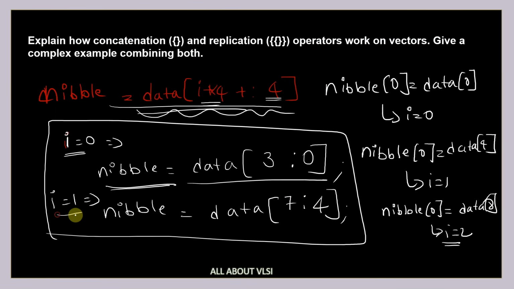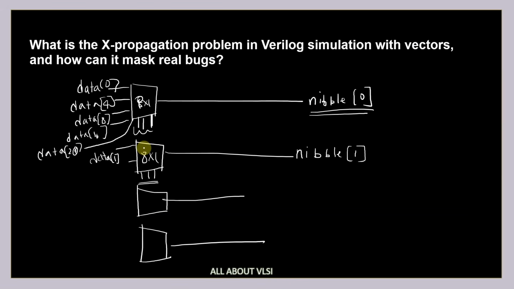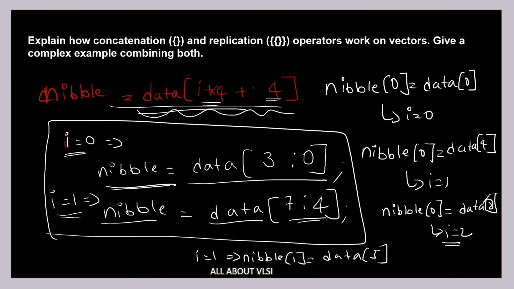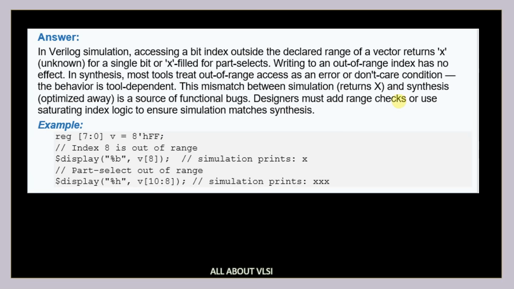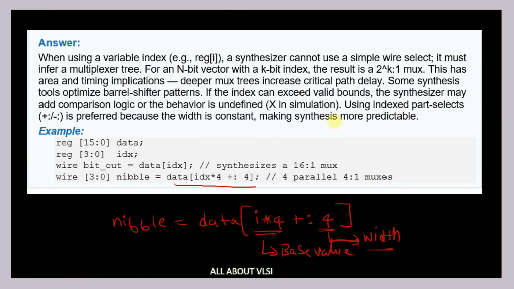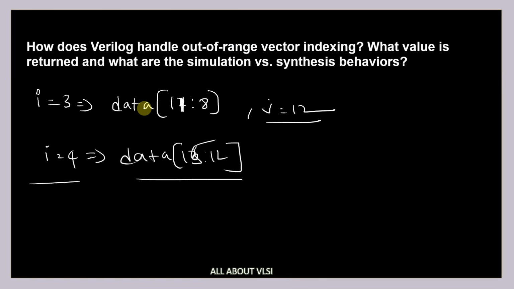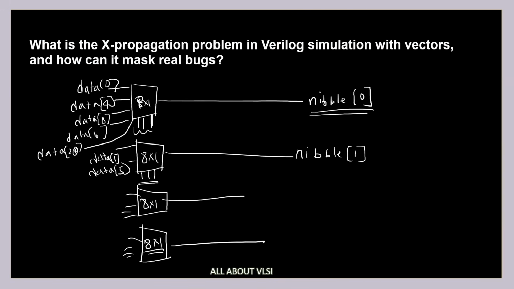And here, if I is equal to 1, then your nibble of 1 will be equal to data of 5. So you're going to have data of 5 connected over here. So like this, similarly, you're going to have these multiplexers, 4 8 cross 1 multiplexers connected in parallel. So from this, we can conclude that when you use this kind of syntax, which is an indexed part select, you're going to have parallel multiplexers, and this will basically increase your speed of operation.